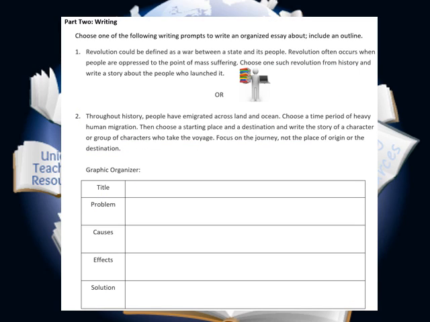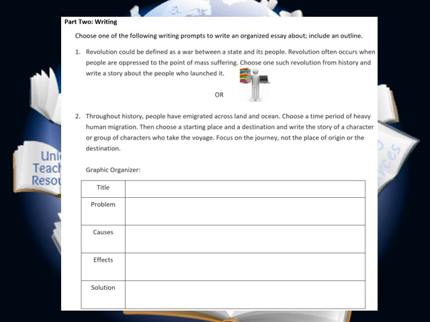Now for the writing part. Revolution could be defined as a war between a state and its people. Okay? It happens when the people are against the government. For example, in the day of Mary Bethune, there was a revolution going on. The government was allowing African Americans to be discriminated against. So, with people like Bethune, she started a revolution in order to give them their rights.